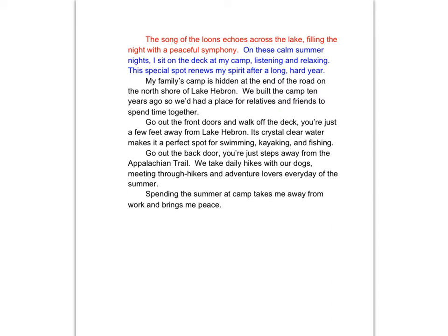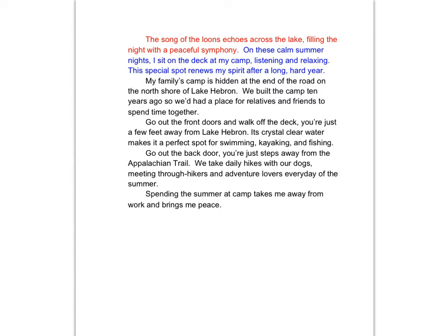This is an example of setting the mood. The song of the loons echoes across the lake, filling the night with a peaceful symphony. So as a writer, I have to think to myself, okay, how do I connect the idea or this image of the Song of the Loons to my family's camp? It would be really abrupt, and it would not have a good flow if I immediately started my next sentence with my family's camp is hidden at the end of the road.